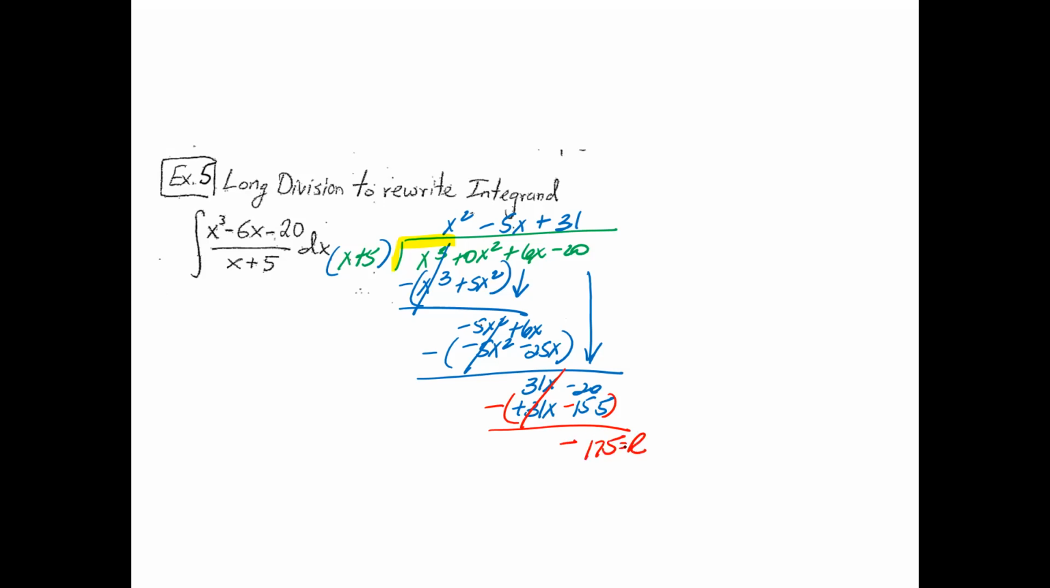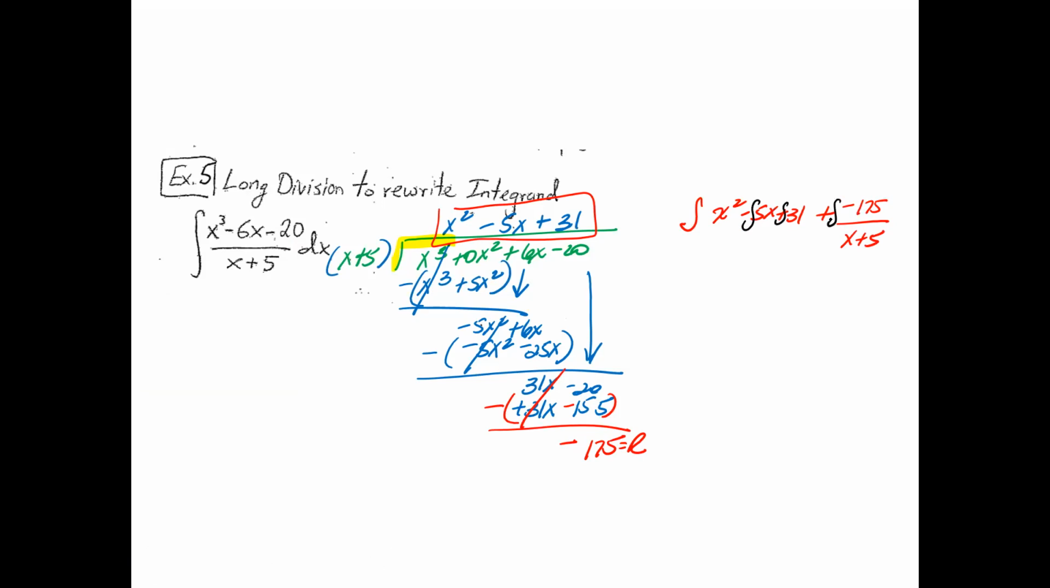And that's my remainder. Okay, so then I have my integral, which is going to be my answer, and that's my quotient, x squared minus 5x plus 31, plus the remainder, which is negative 175 over the divisor, x plus 5. Okay, so I'm going to go ahead and just integrate these separately.